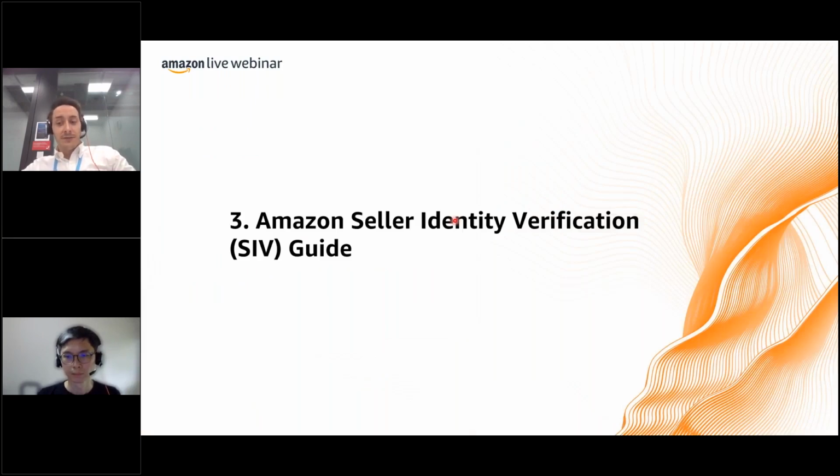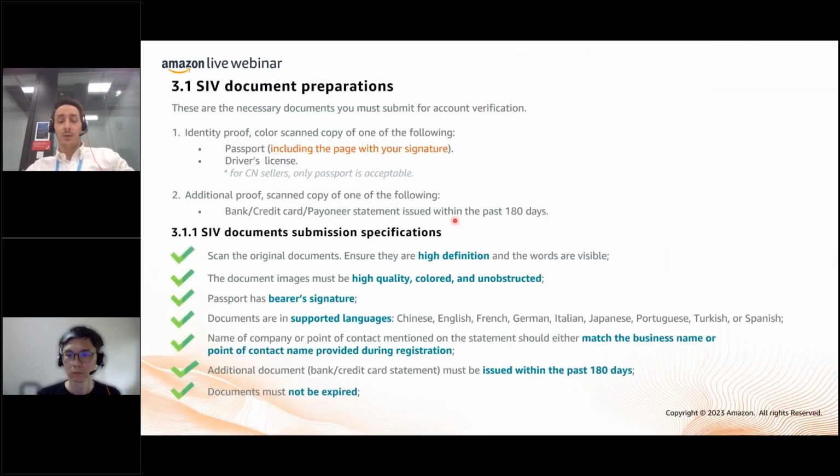So after submitting all this information, this is when the seller identity verification, or SIV in short, starts. And this is when I'm going to show you how the UI looks and where we ask you to upload some of the important documents. So essentially, there are 2 types of documents that we require in order to start selling. First is an identity proof, and this can be a passport, a driver's license, or a national ID. And then we also ask for a bank account or a credit card statement, and this is to verify the address.